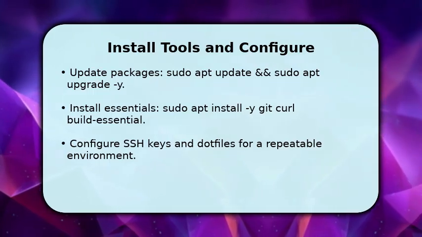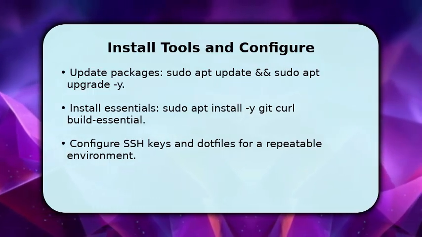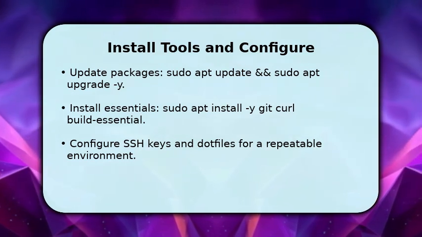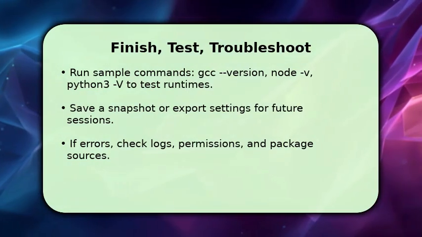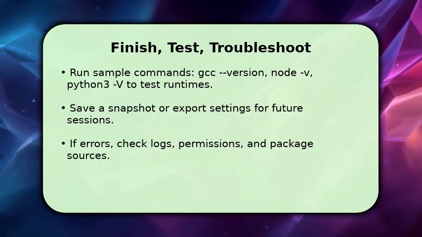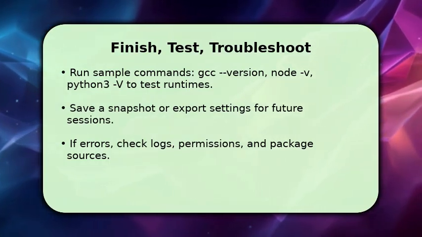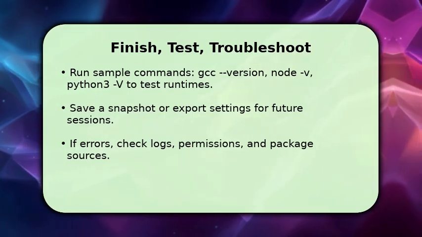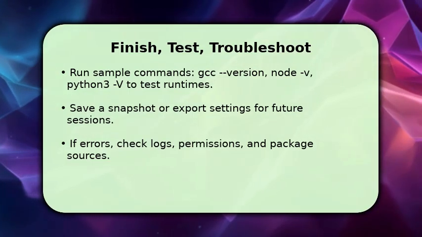Once these steps complete, test git clone on a repo and run a small compile or script to verify the environment. To finish, run quick checks, verify compiler and language versions, and run a tiny program or script to ensure runtime behavior. Save your workspace snapshot or export configuration so you can resume later.